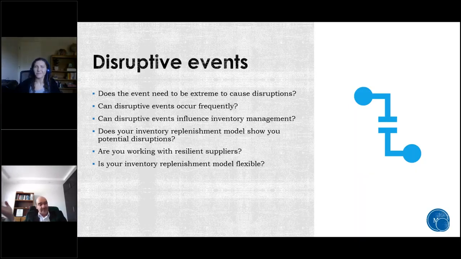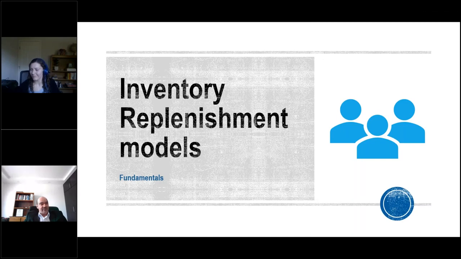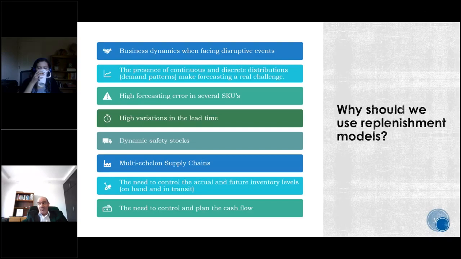Okay, so then let's get into inventory replenishment models. Some fundamentals. Why should we use replenishment models? Business dynamics, that's the first one. And now business dynamics facing disruptive events. Continuous and discrete distributions. That means that demand patterns are very different between each other, and that makes forecasting a real challenge. High forecasting error in several SKUs.